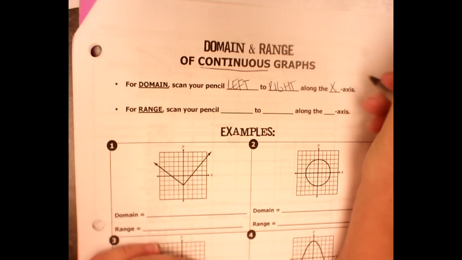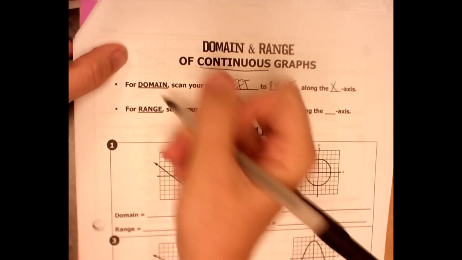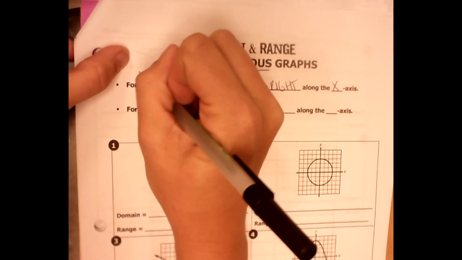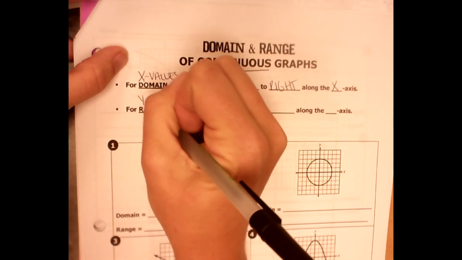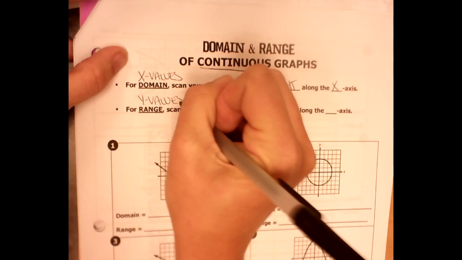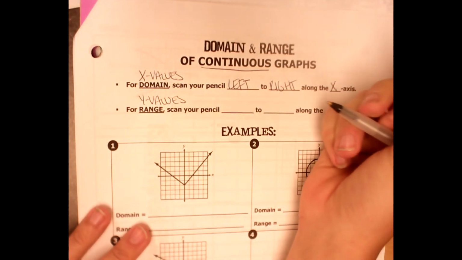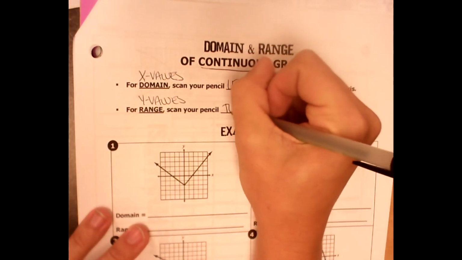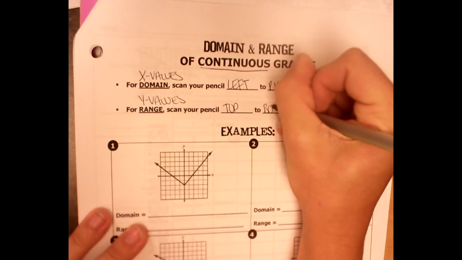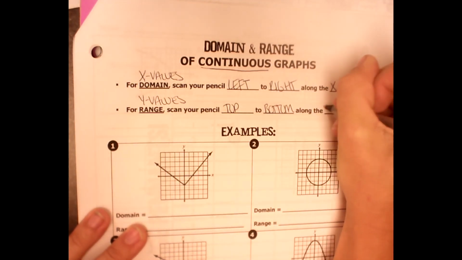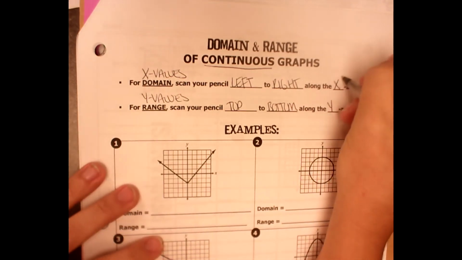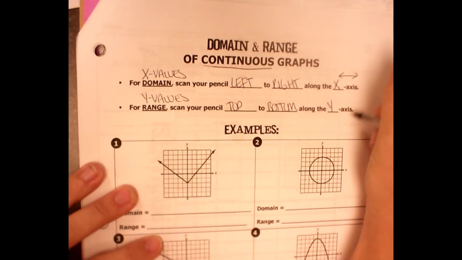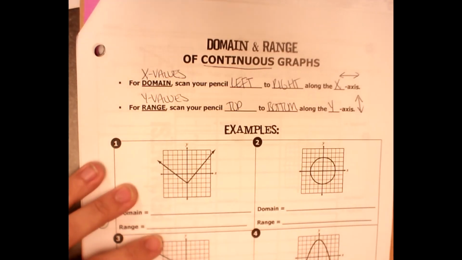along the x-axis. Remember last week we learned that domain is for our x values. Our range is the y values. So we're going to scan our pencil top to bottom along the y-axis. Okay? Our x-axis runs left to right. Our y-axis runs top to bottom.